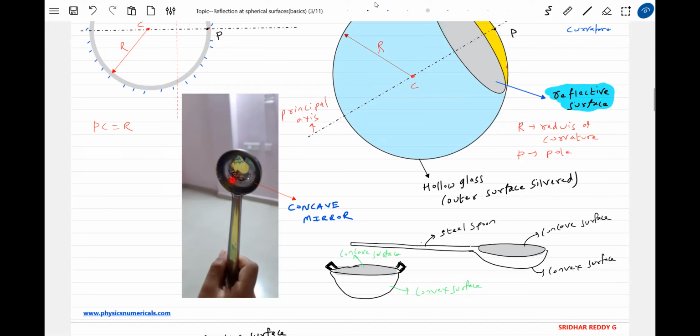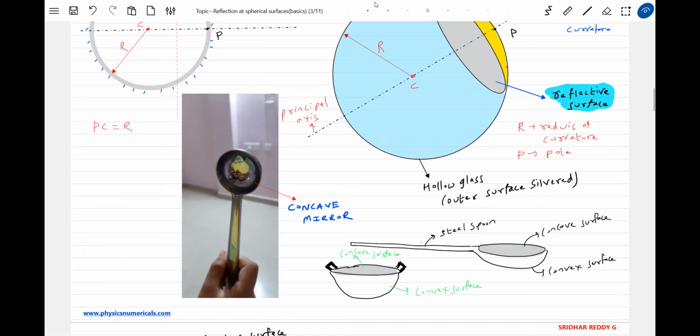So the inner surface will become concave. And you can see its image, so it's a mirror. So this will become a concave mirror. If I face myself against this outer part of the spoon, I'm using a convex mirror. If I look at myself in the back of the spoon, then a convex mirror comes into the picture.